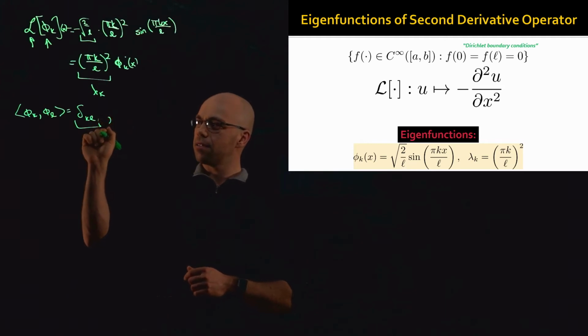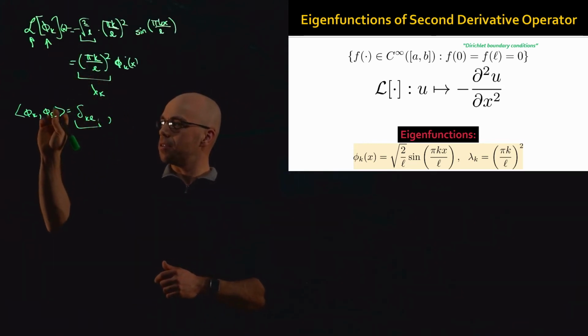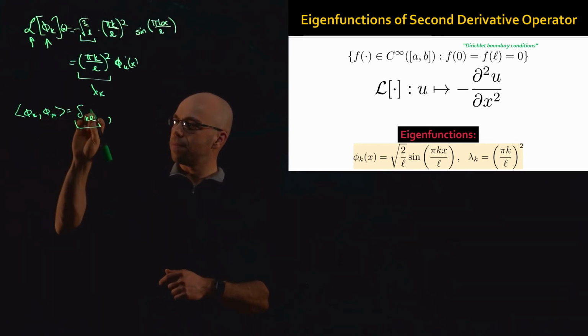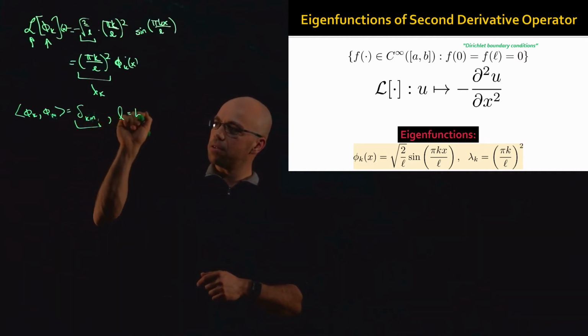Oh, and I guess I've used L twice. So L is the length of the interval, so maybe I'll do K and M, like that. All right, and L here is equal to B minus A.